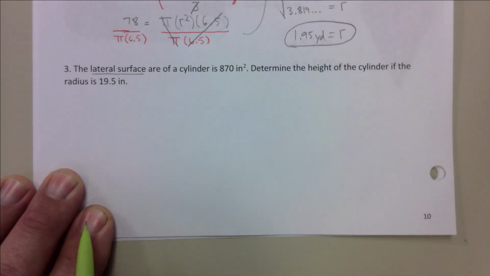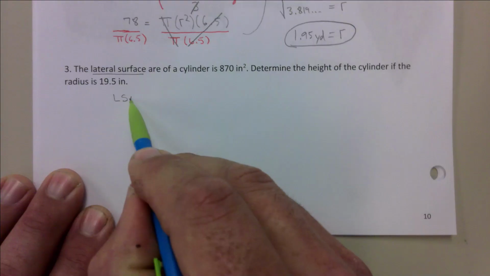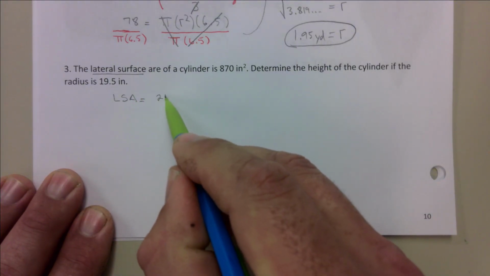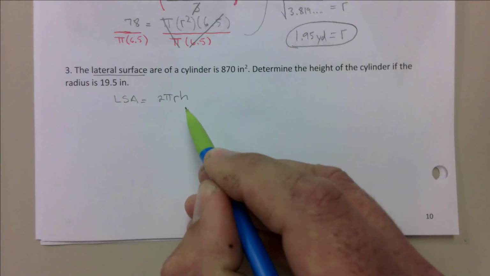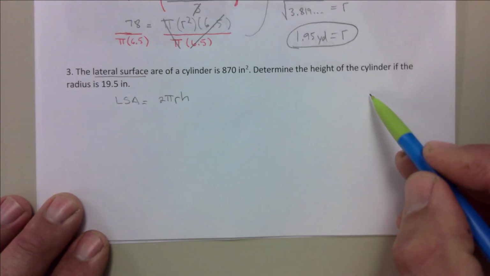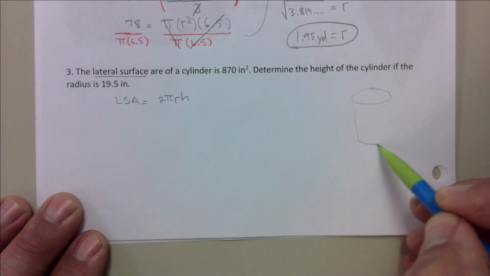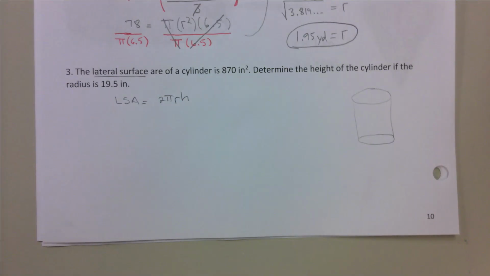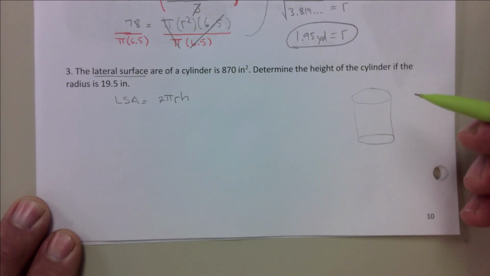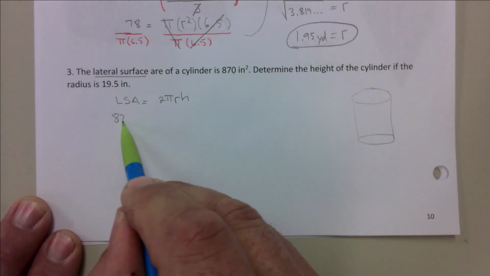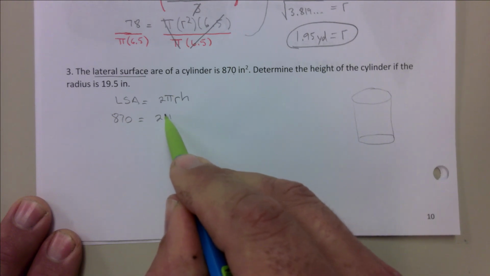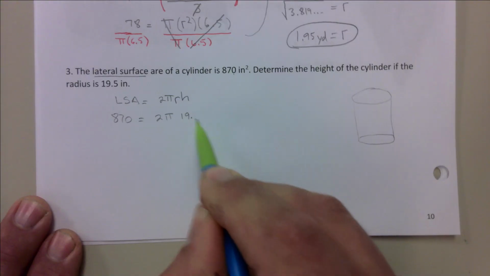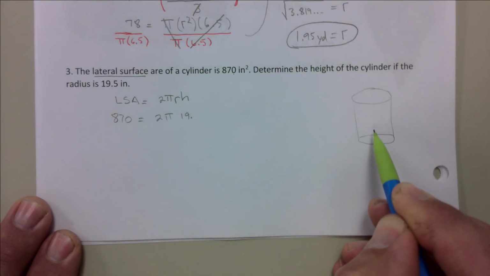Lateral surface area of a cylinder. The lateral surface area of a cylinder is 2 pi r h, right? Normally it's 2 pi r squared plus 2 pi r h. We're just focusing on the lateral surface area. A lot of you are drawing them. You know what? It's a really good idea to kind of see what do I have here? What shape am I talking about? Okay. And so the 870 goes in here. Everything is in inches, so I don't need to do any further conversions or anything like that. 2 pi. The radius is given. If they had given us diameter, guys, what would we have done?